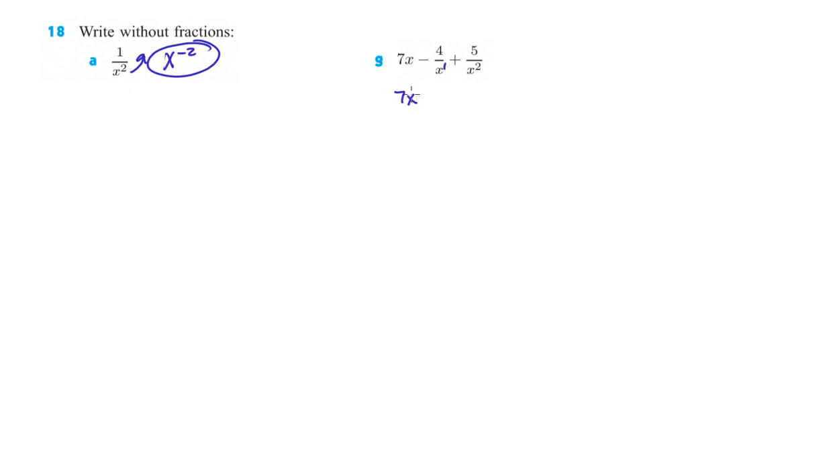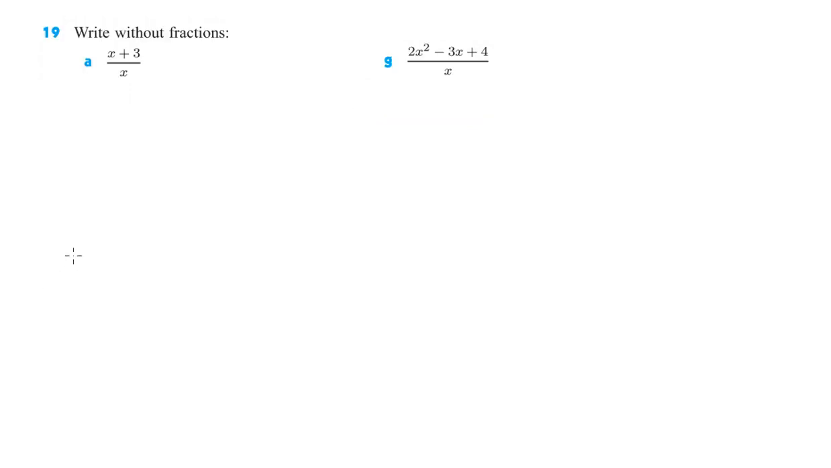So 7 to the x, don't have to do anything with that. Minus 4, this x to the 1st has got to come up top, so that's x to the negative 1st. And then this x squared's got to also come up, so plus 5x to the negative 2nd. And we are done with that one as well.